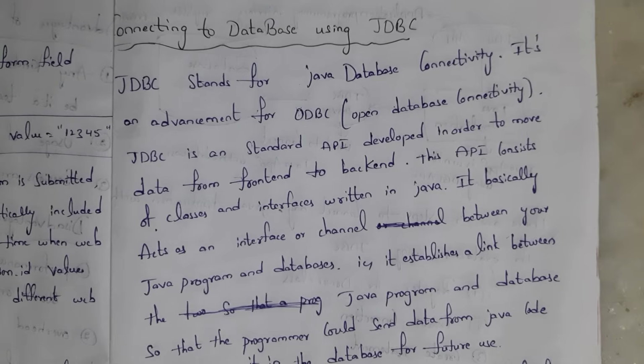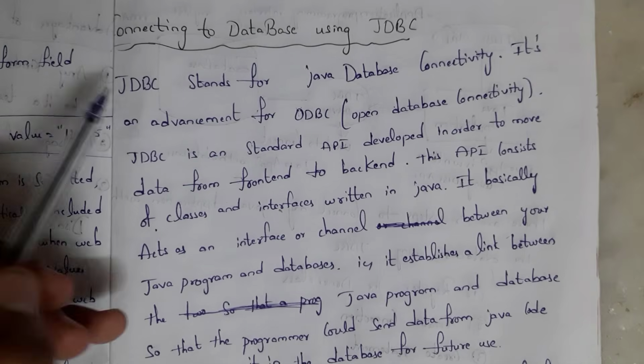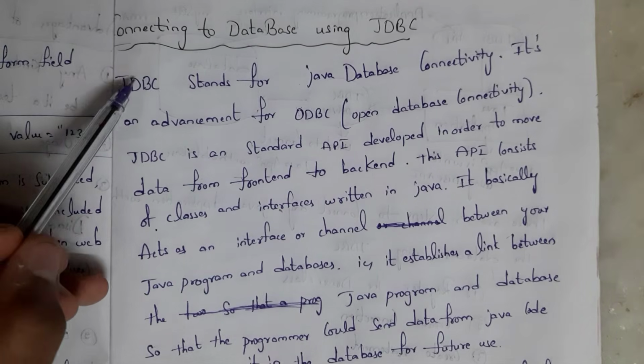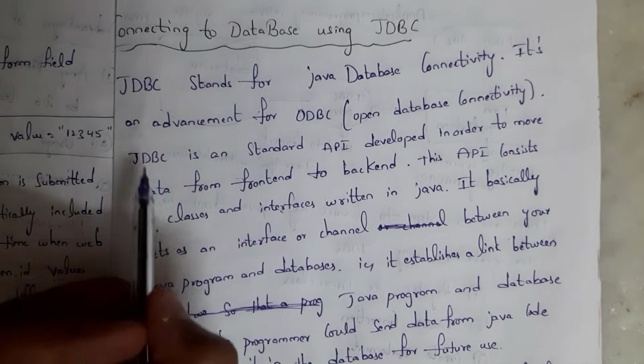Another drawback is that the ODBC API was written in languages like C and C++. These are old languages, and they are platform dependent languages. So in order to overcome this problem, JDBC was introduced. JDBC was written in the Java language.